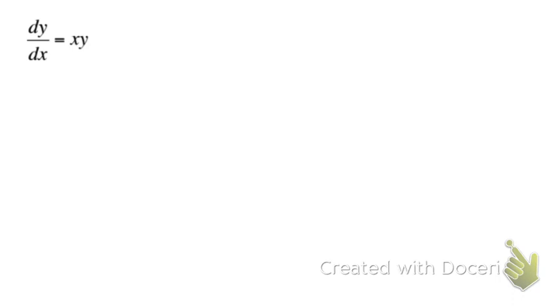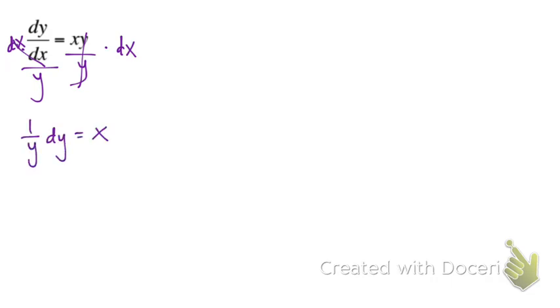Here's another one. Divide by y, multiply by dx. So we get 1 over y dy is equal to x dx. And we'll integrate both sides.